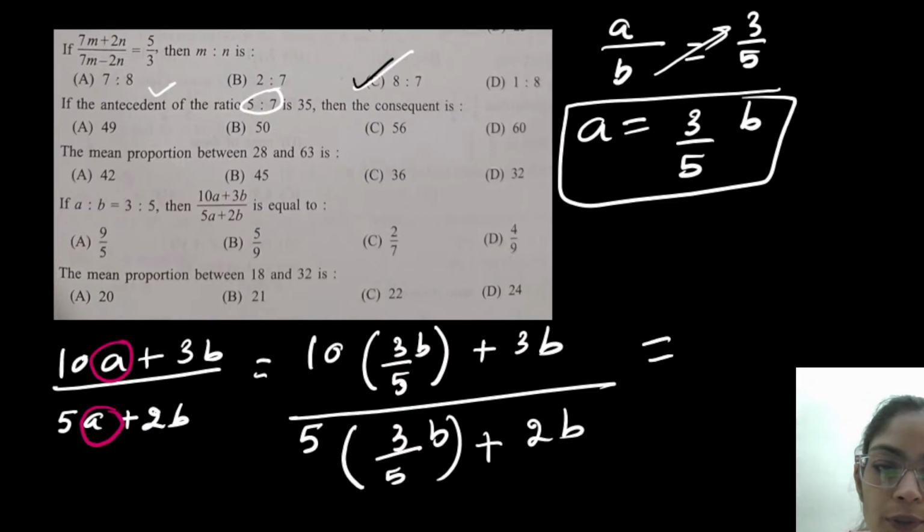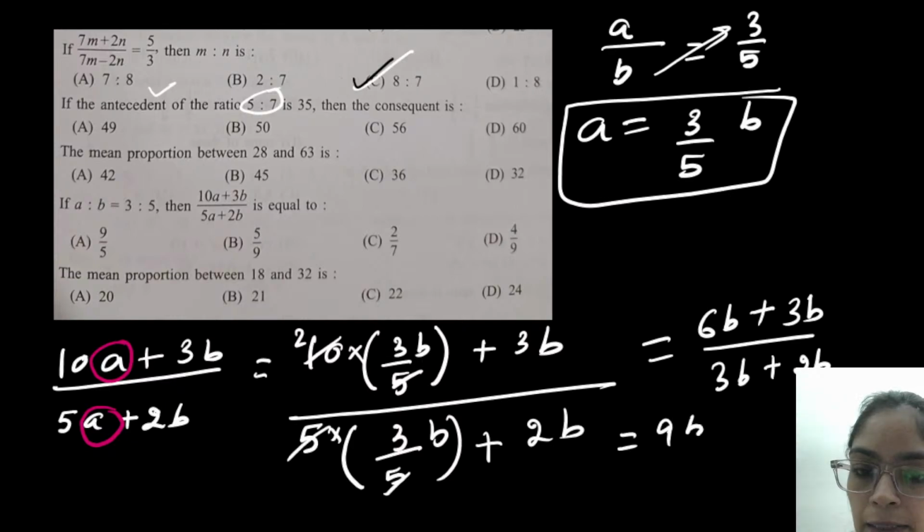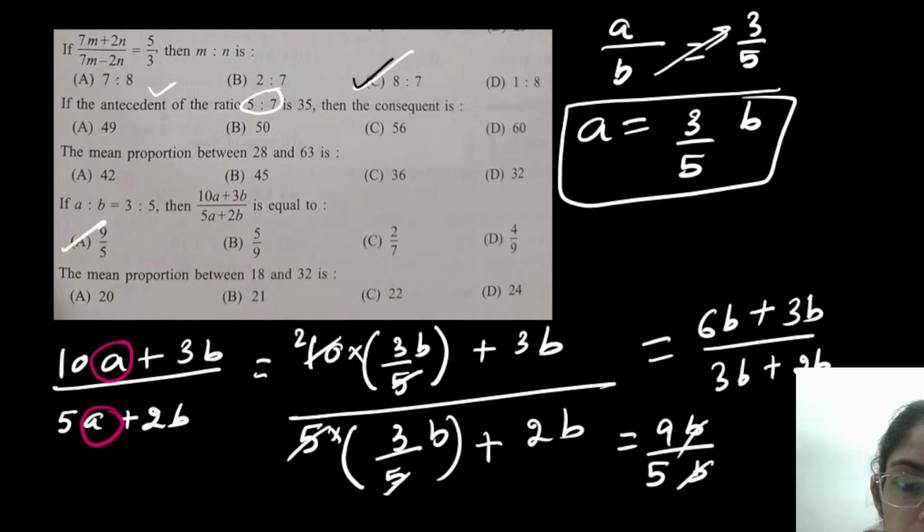This is very simple because in multiplication we can do up and down cancellation. So 5 into 2, and here 5 and 5 get cancelled. So 2 into 3 is 6B. 6B plus 3B, and in the denominator 3B plus 2B. Now we can simplify. Like terms we can add. 6B plus 3B is 9B, and 3 plus 2 is 5. B and B get cancelled. So we have found the answer as 9 by 5. Which option? First option.